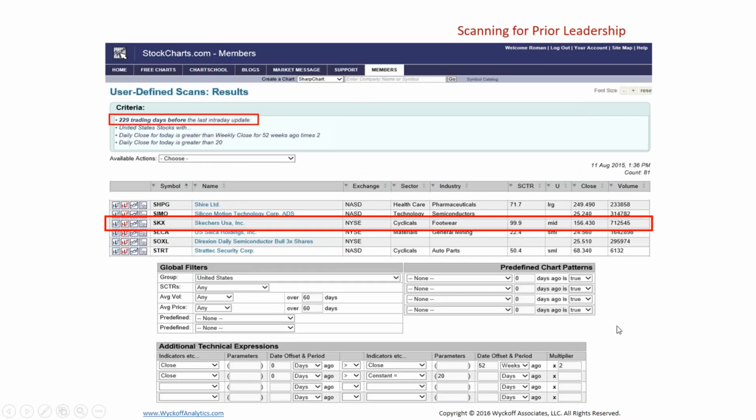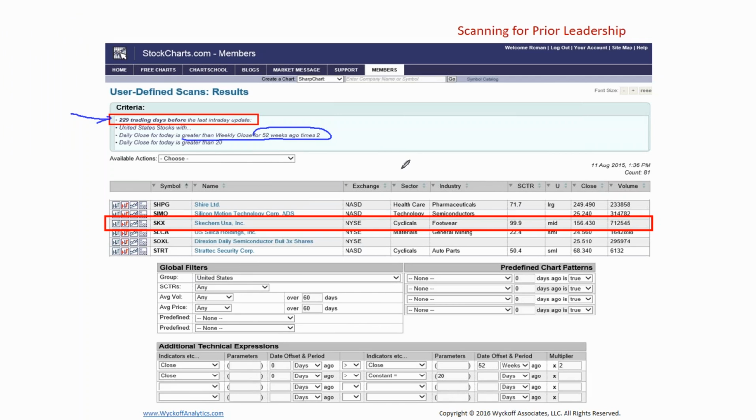Okay, what else could we do? How else could we find the same stock? So here is a stock charts example. What I'm doing here is creating the scan, and this goes into the history. I'm trying to identify the same day as I was using that same tool. And what I want to do is find all of the stocks that are greater than the weekly close of the 52 weeks times 2.